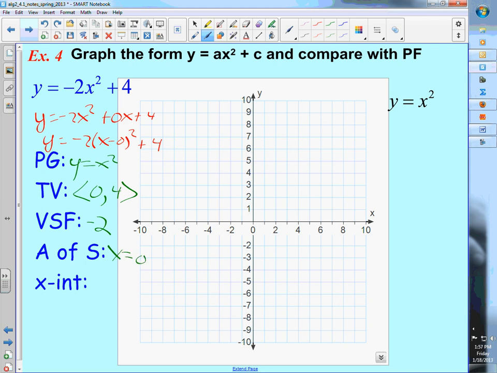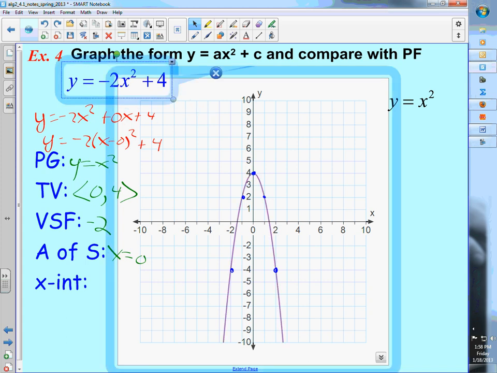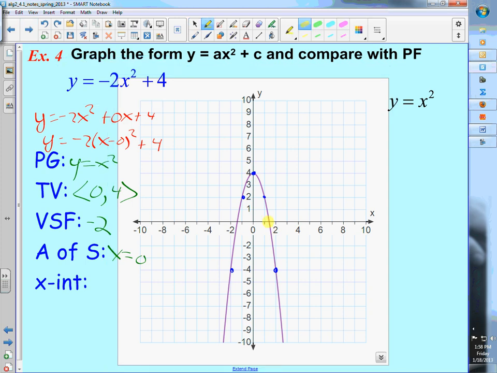And then your x-intercepts, we're going to have to see what happens when we graph it. So we're going to start now at 0, 4. And you're going to go right 1, down 2. And left 1, down 2. Right 2, down 8. And left 2, down 8. So when you graph this time, you can see that the x-intercepts end up here and here.